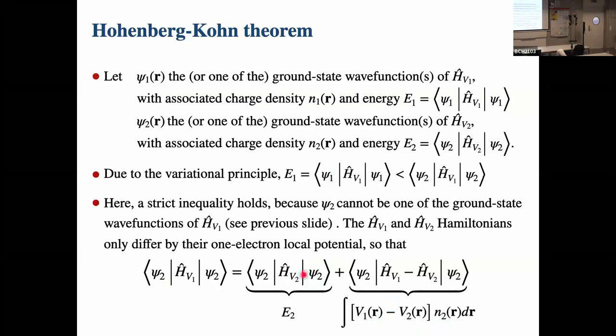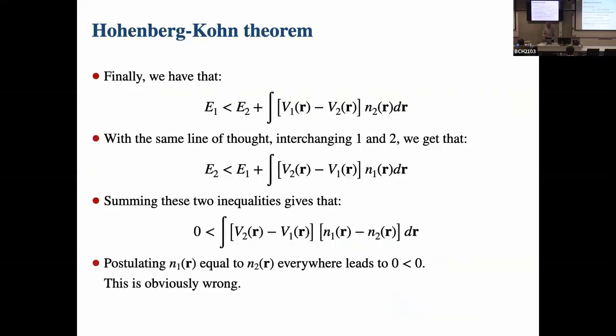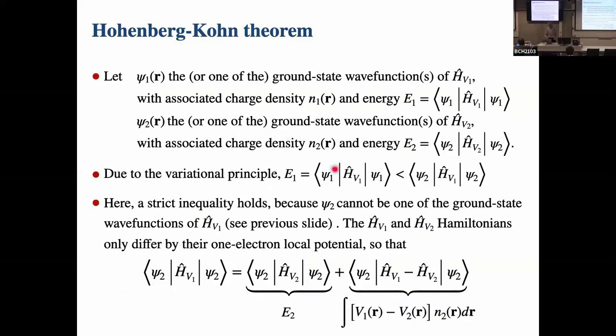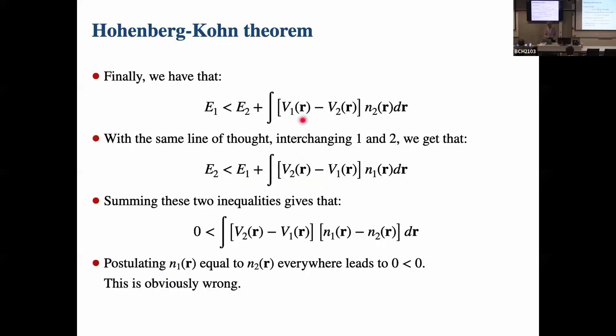So this term here is E2 plus something, and it's indeed bigger than E1. So if I go back here, E1 is smaller than E2 plus the difference. And if I do the same by interchanging 2 and 1, I will get that E2 is smaller than E1 plus the difference that you have here. Now if I do the difference between these two, I have 0 smaller than, and with a change of sign in the potential, we have V2 minus V1 times this difference here.